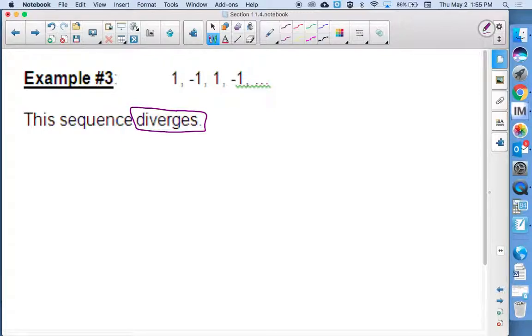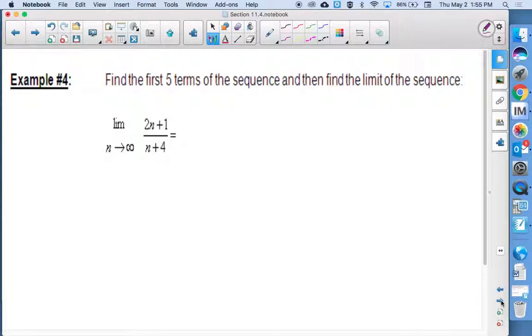Oscillates. Oscillates means that they bounce back and forth between the two numbers. Like that heartbeat monitor kind of is bouncing back and forth between the values. So it diverges because it's not going to one number, it's going to two different numbers. So this one does not have a limit since the sequence is bouncing back and forth. Again, it just gets a special name. They say it diverges.